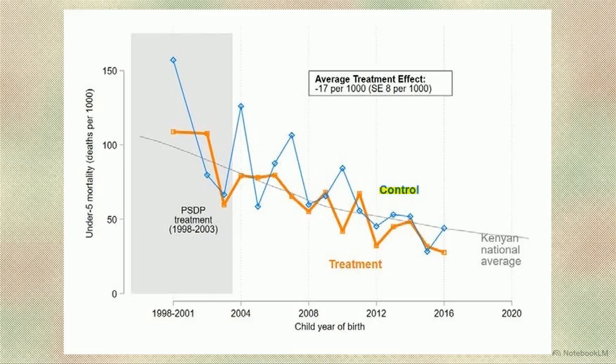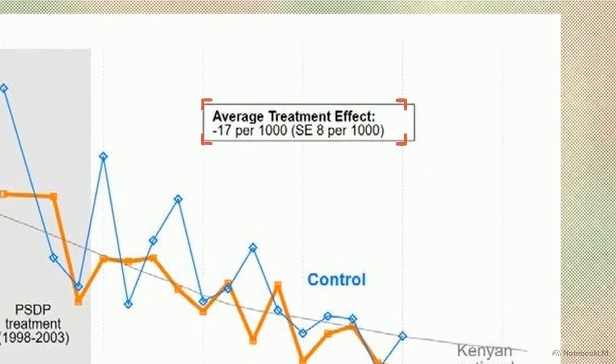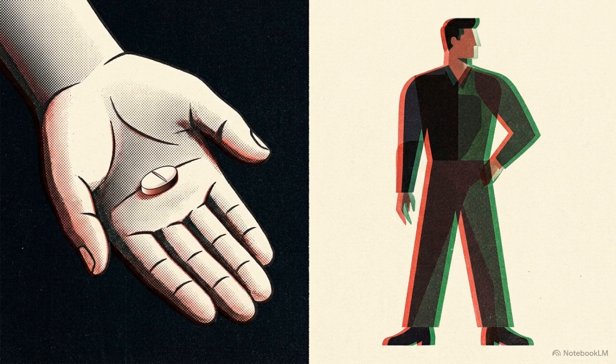This chart plots child mortality rates over time. The blue line represents the control group, perfectly tracking the slowly declining Kenyan national average shown in gray. When we plot the data for the participants who received the deworming pill, the treatment line in orange drops distinctly below both. That gap represents a 22% drop in under-5 mortality, equating to 17 averted deaths per 1,000 live births. A temporary medical treatment given to a 10-year-old leads to their future child being 22% more likely to survive infancy.